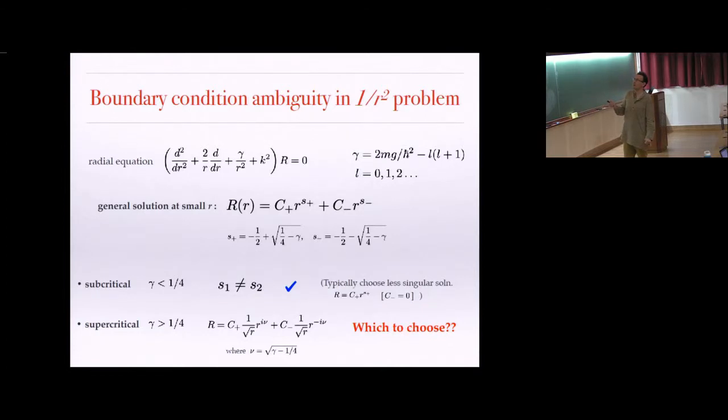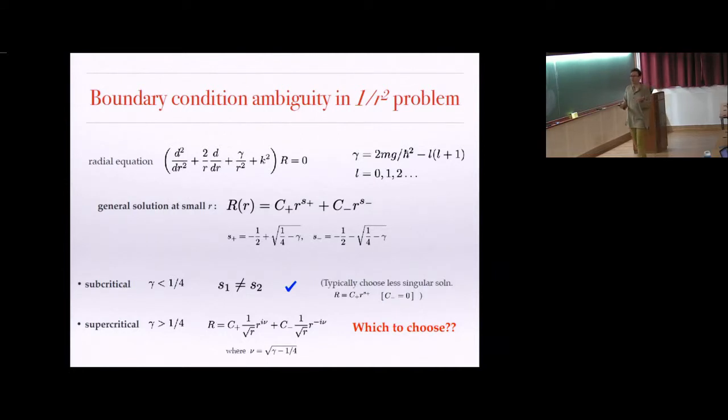So here's our 1/r² problem. We've got the angular momentum barrier, but now we add this 1/r² potential. And we look at the general solution of this for very small distances. We can have this power law solution. Substitute this in, and the powers are given by s plus and s minus. There are two regimes. There's a subcritical regime, where s plus and s minus are both real. And there's not so much of a problem, because the two solutions are distinct, and typically you would choose the one that's not singular at the origin.